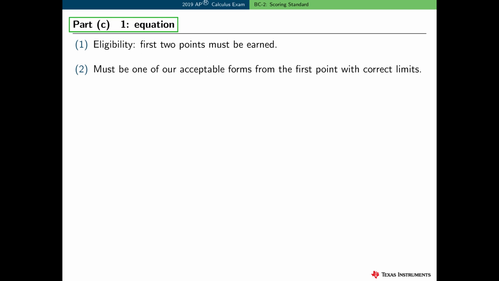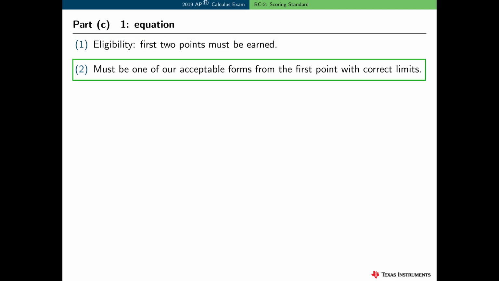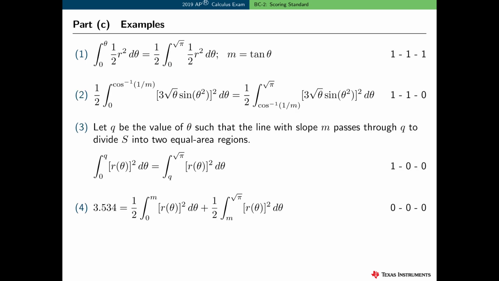The third point in Part C was for putting the first two conceptual ideas together and for presenting a correct equation. And there was an eligibility criteria here. The student must have earned the first 2 points, and they must have one of our acceptable forms from the first point with correct limits. Here are a few examples of student responses and how each was scored.